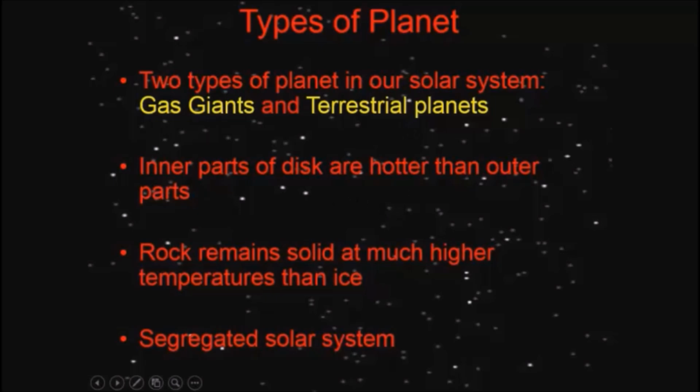So the inner parts of the protostellar disk were basically hotter than the outer parts. You were closer to a forming star or a recently formed protostar when you were towards the center. And rock remained solid at much higher temperatures than ice. So we ended up with what we could refer to as a segregated solar system. A solar system where the ices and the icy rocky balls were to the outside and the simple rocks were more towards the center of the solar system.